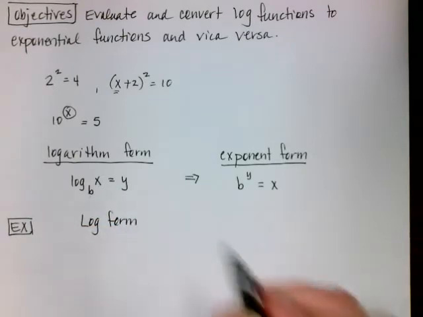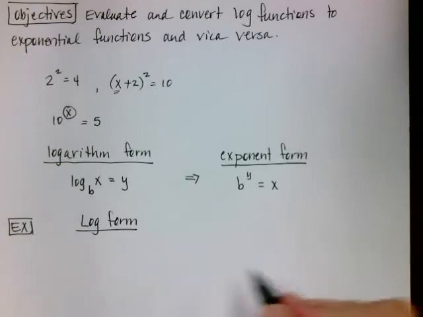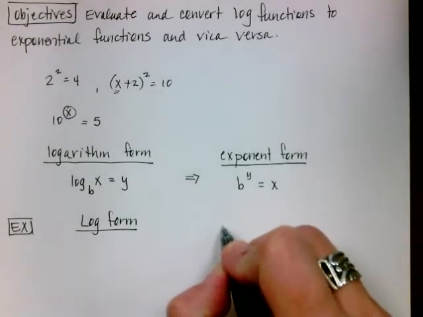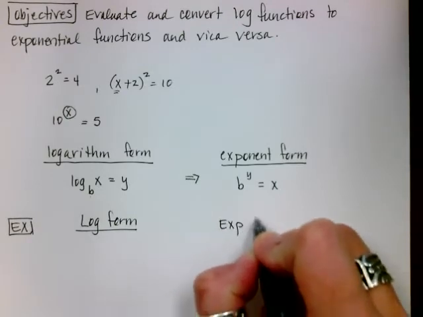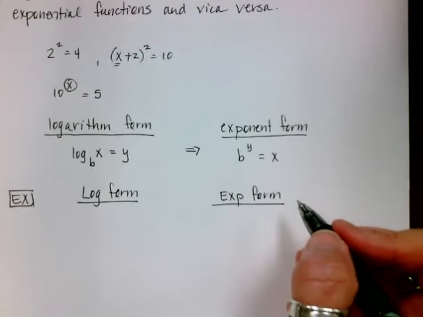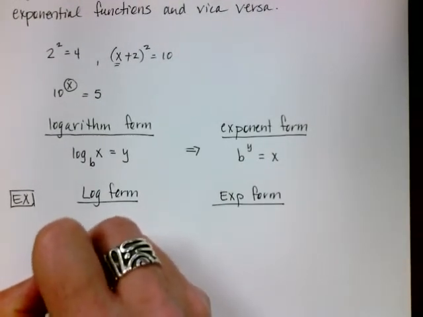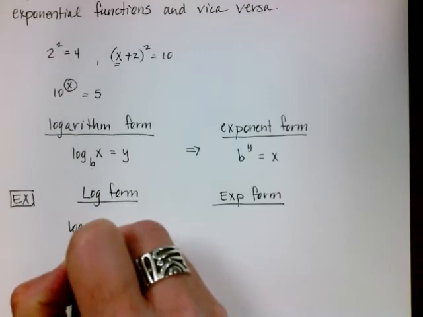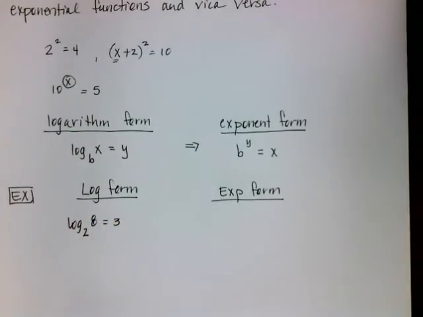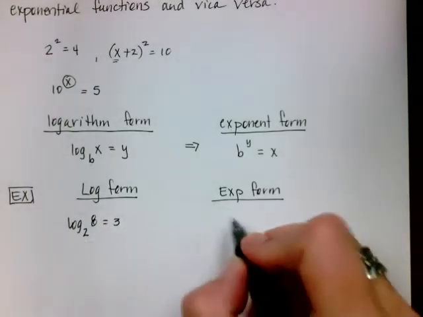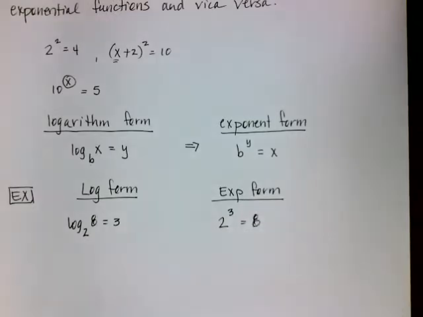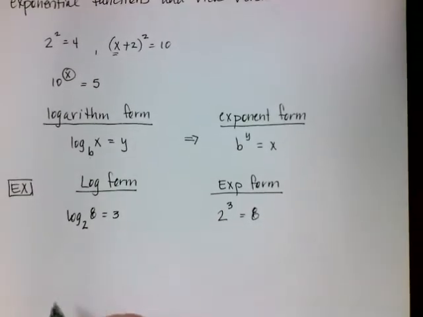So oftentimes when we talk about logs, instead of saying logarithm, we just say log form. Okay? And then same thing for exponent form, I'm just going to write exp. All right, so let's do some examples of converting. So if I'm given the log base 2 of 8 equals 3, I would convert that to exponent form by saying you always start with the base. 2 to the third equals 8. And we know that that's true, right? 2 to the third equals 8.